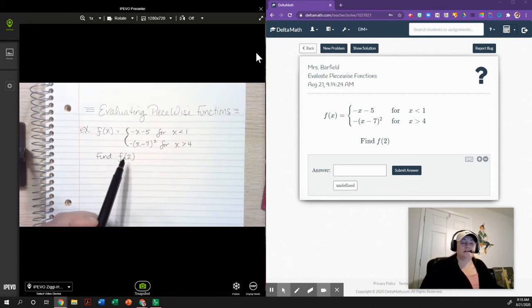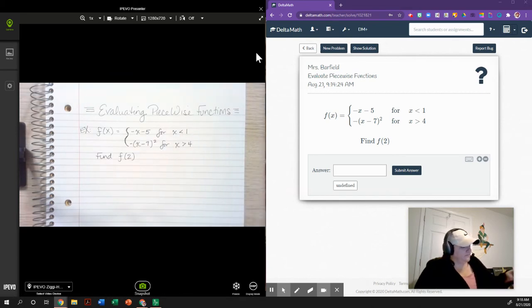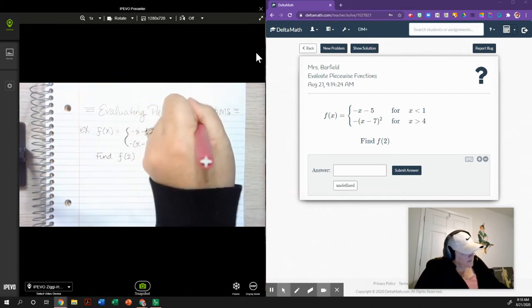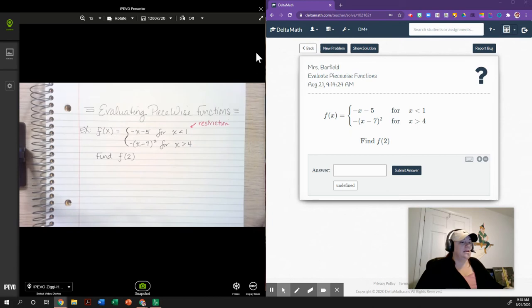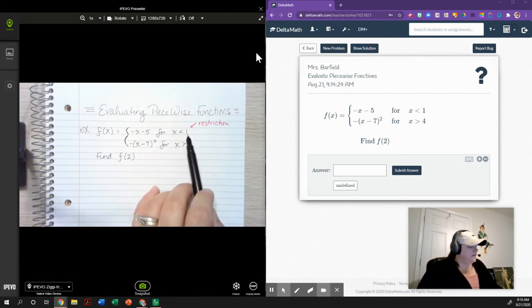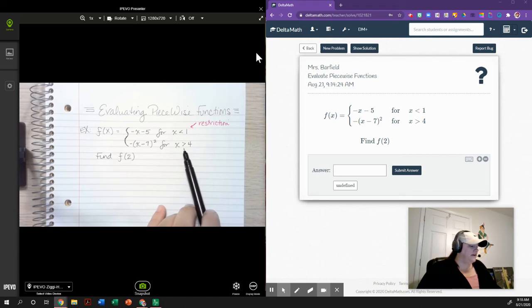And we are going to go back to Desmos, but I do want to show you one problem by hand. All right. So we've got this thing right here that's called a restriction. So this is a restriction. And what it's telling me is that when x is less than 1, when they tell you to evaluate the problem, you plug in a value. If that value is less than 1, they want you to use that function. Then when x is greater than 4, they want you to use this function.